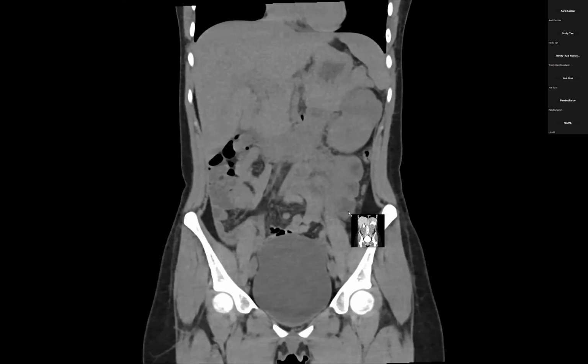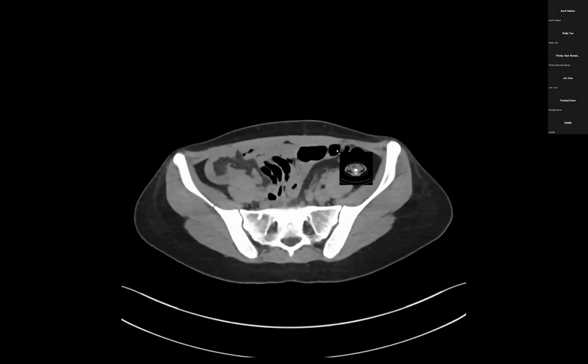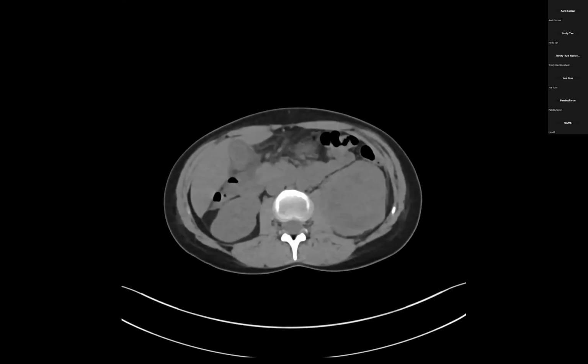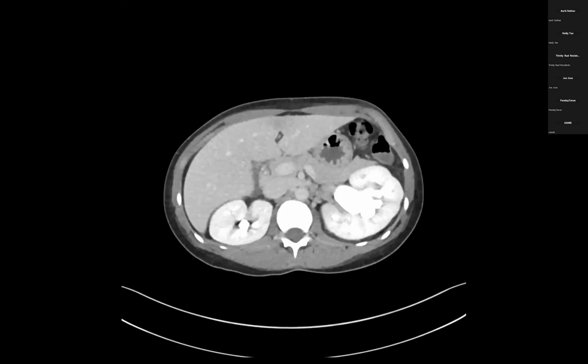Okay, this is a patient with this finding in the kidney. Patient is in the early 20s. What are we thinking? So this is the CTU. There's a left lower pole renal mass, and it's causing probably a little bit of obstructive hydro.